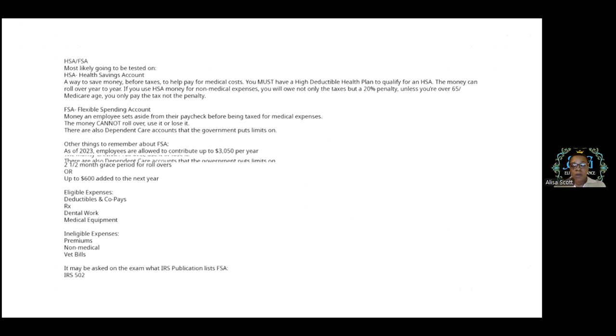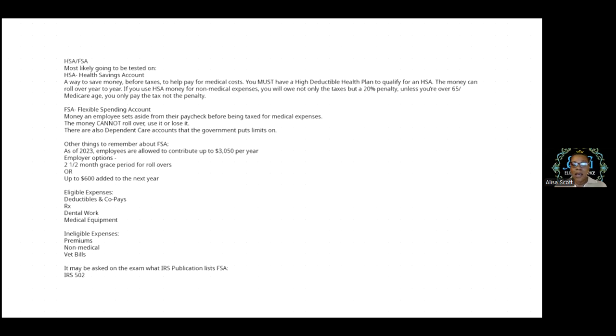Also, vet bills. If you have fur babies out there, they cannot use a flexible spending account to pay towards any vet bills. Another question that is sometimes noted on the test, they may ask you, what is the IRS publication that lists FSA as well as its eligible expenses? And that is IRS 502. So that will be publication IRS 502.